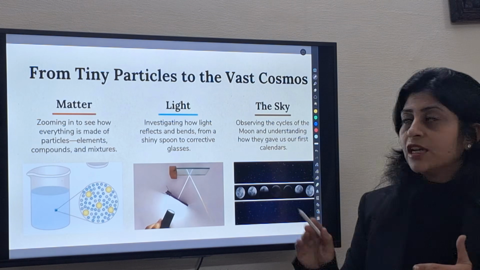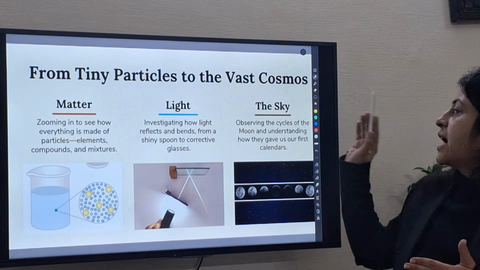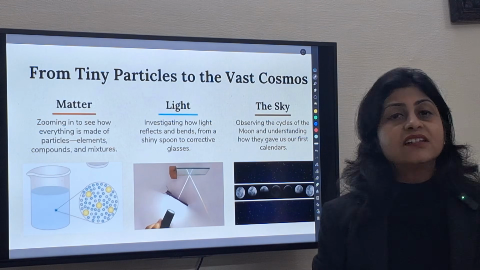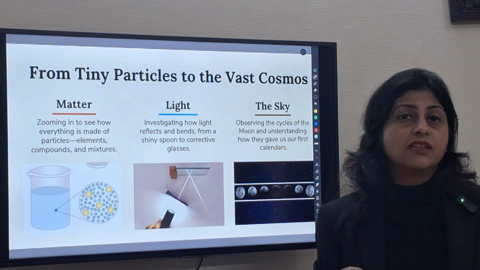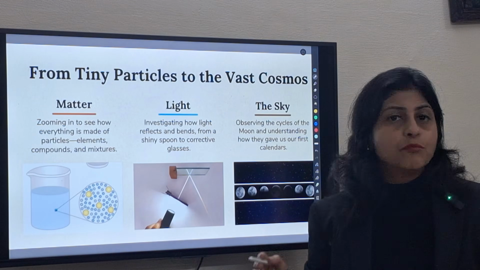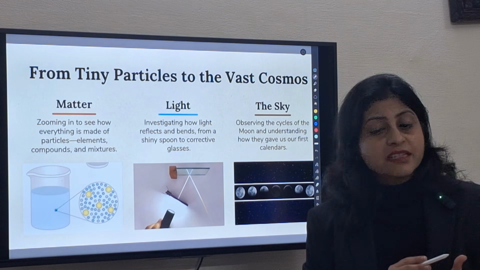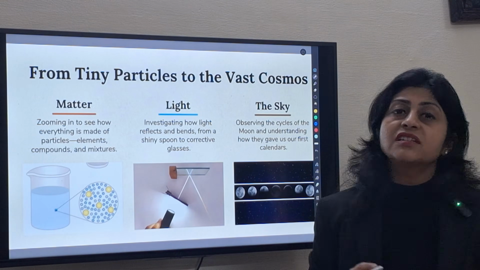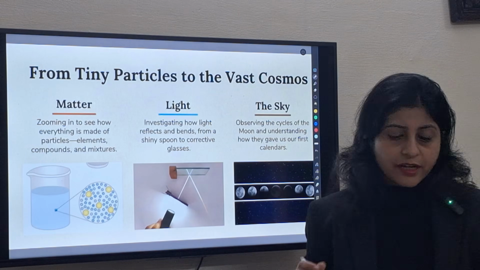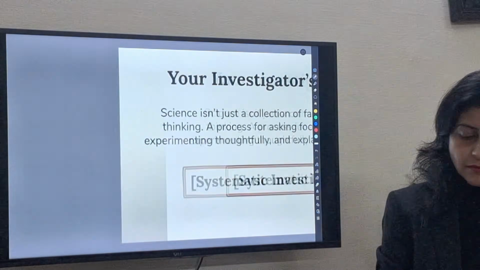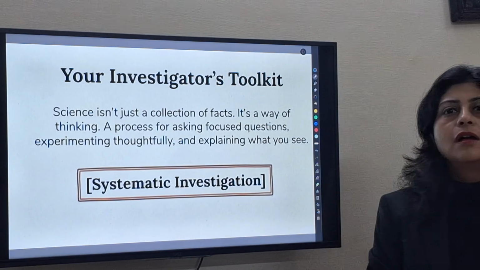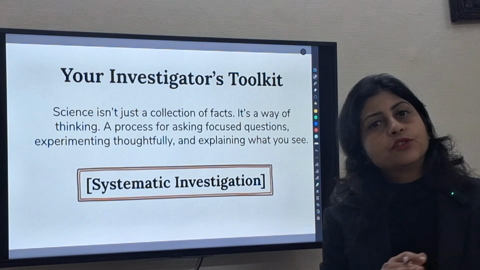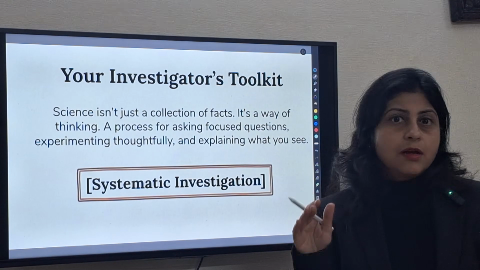Now from light, we move to the sky. Observing the cycles of the moon. Here we are going to see the different phases of the moon, and understand how they gave us our first calendars. So this is what we are going to cover in this book.